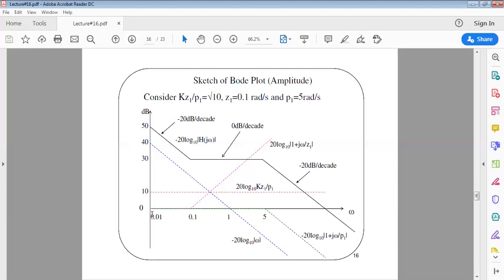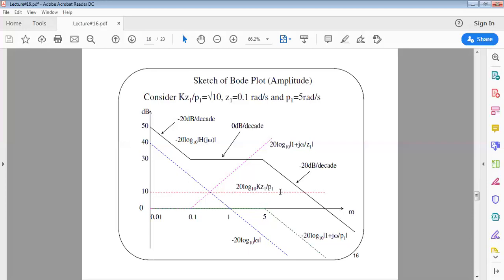So for the real pole at 5, we are going to have 0 dB up to 5, and for frequencies bigger than 5, we are going to have a slope of negative 20 dB per decade. So the green dotted line is this plot for the real pole at 5. All of these are based on the individual plots that we have learned from the previous slides. So our task now is to actually combine them.